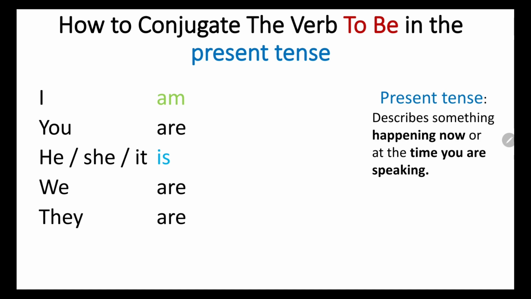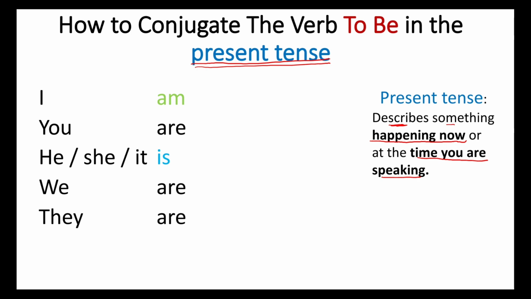Now, remember I told you we're going to learn a tense in this lesson. And the first tense is the present tense. What is the present tense? The present tense is used to describe something happening now or at the time you are speaking. This is important for you to know. Something that is happening now or something that is happening at the time you are speaking.